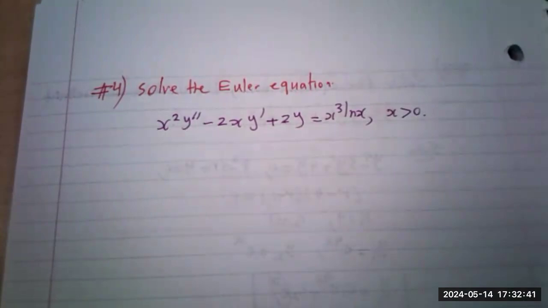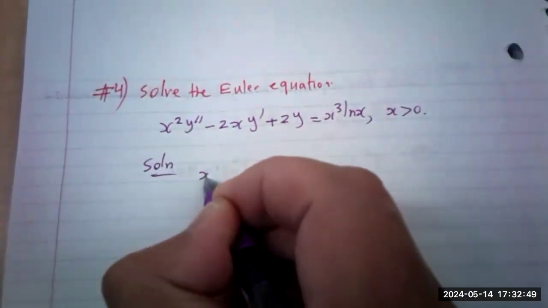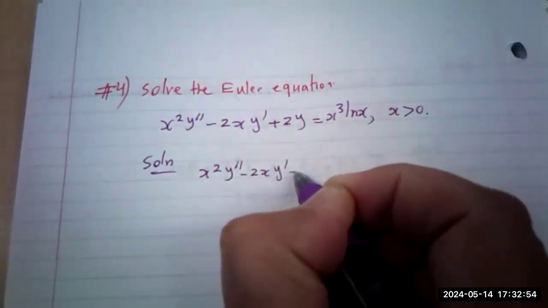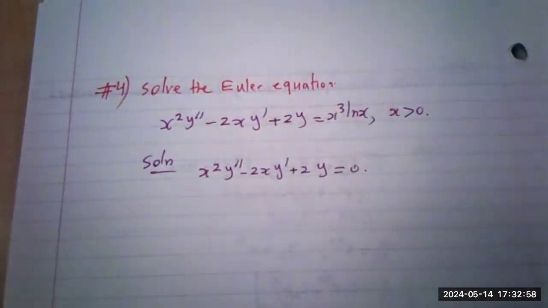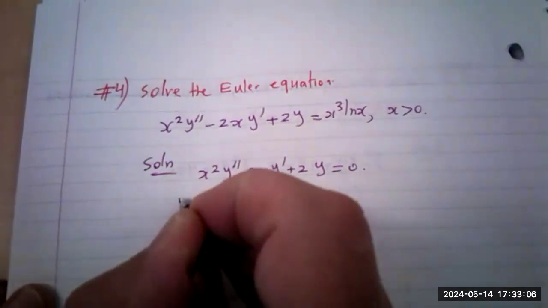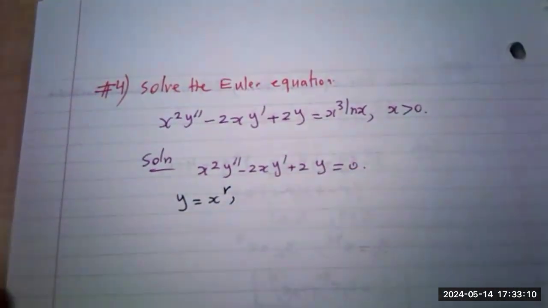Again, it's a non-homogeneous one. You have to solve the homogeneous one first, okay? So we are going to take this one, x squared, y double prime, minus 2x y prime, plus 2y equal to 0. Remember, the solution of the Euler equation is of the form x to the r, not e to the x. So what you're going to do is you are going to get the solution to be like y equal to x to the r.